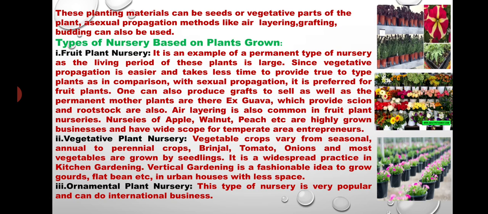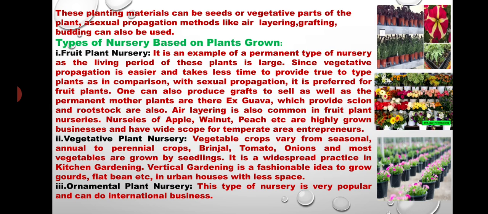It is prepared for fruit plants. One can also produce grafts to sell, as well as the permanent mother plants are there. The best example is guava, which provides scion and root stocks also. Air layering is also common in fruit plant nurseries. Nurseries of apple, walnut, peach, etc. are highly growing businesses and have wide scope for temperate area enterprises.